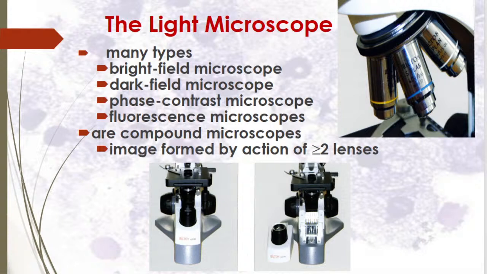This is the condenser lens, and the type of objective lens. Because of that, we have classified light microscopy into many types, like bright field microscopy. This is classical microscopy which you study in school, maybe in a biological laboratory. Special divisions of this microscopy are named dark field microscopy, phase contrast microscope, fluorescence microscopes. All these microscopes are compound microscopes, where an image is formed by the action of more than two lenses.